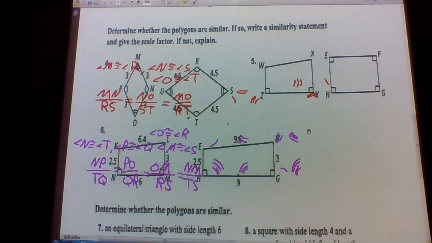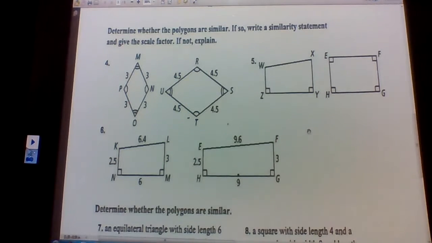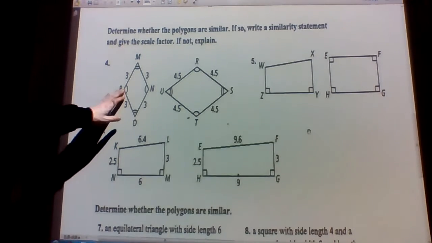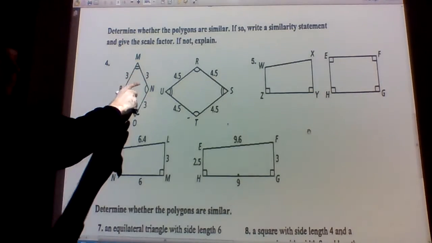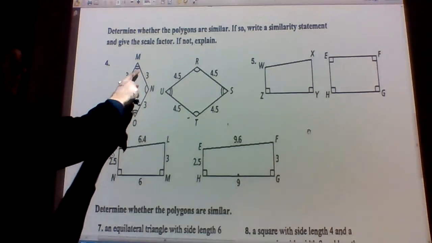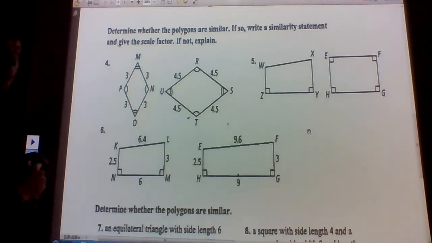Okay, 4, 5, and 6. We need to determine if the polygons are similar. If so, we want to write a similarity statement and give the scale factor. Okay. So for these to be similar, you need two things. You need angles to be congruent and sides to be proportional. So here we can think of this as being rotated again. So P matches up with R, M with S, N with T, and O with U.